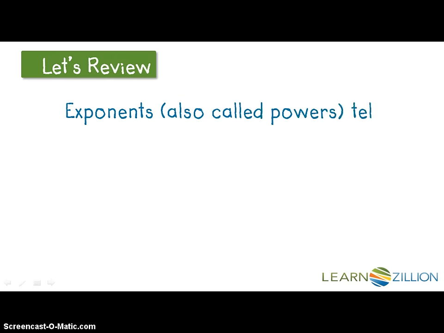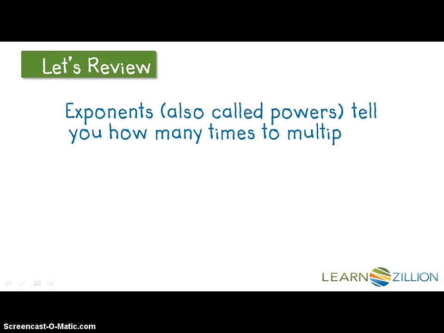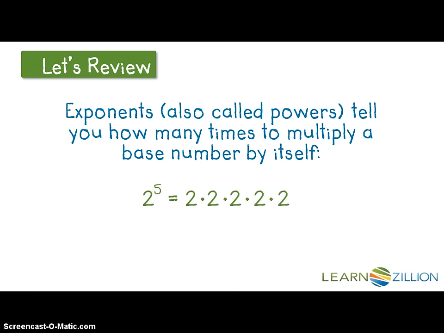So let's start with a review of exponents. Exponents, also called powers, tell you how many times to multiply a base number by itself. So here's an example. 2 to the 5th power is equal to 2 times 2 times 2 times 2 times 2. Notice there are 5 2's that are getting multiplied by itself because that's what the exponent 5 is telling the base 2.